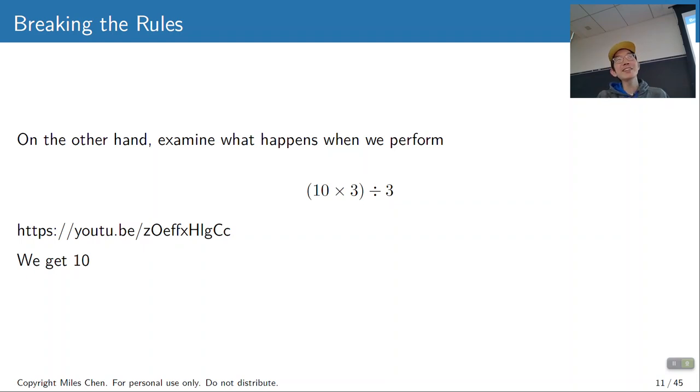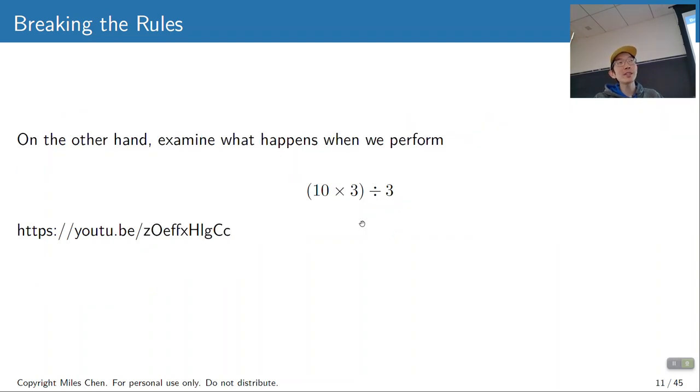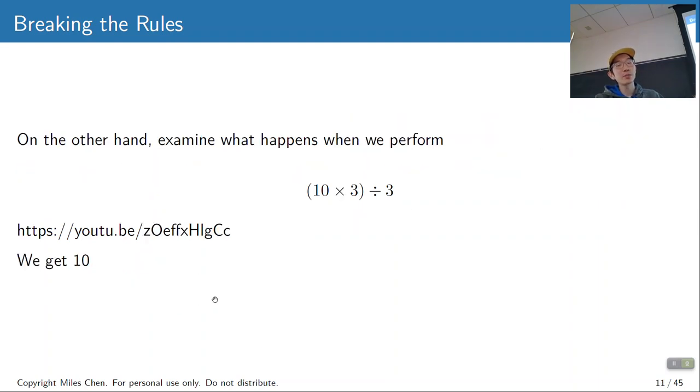And it doesn't feel shocking or surprising, but if you think about what the mathematical implications are, it's rather unsettling. This breaks a fundamental rule of mathematics, right? Because one of the fundamental rules is that if we had real numbers, 10 divided by 3 times 3 should be the exact same thing as 10 times 3 divided by 3, right? But we're getting different things. We're getting 9.99999, and over here we're getting 10.